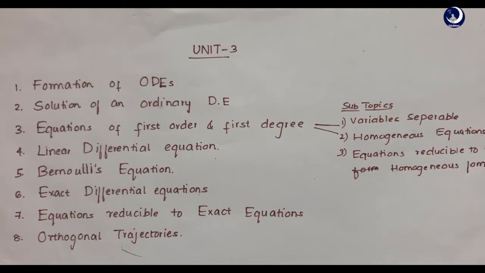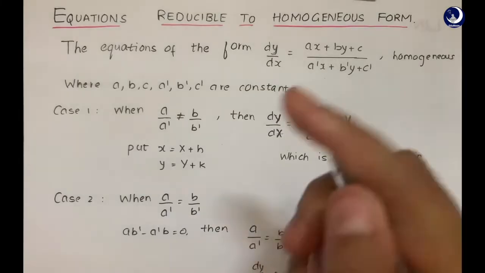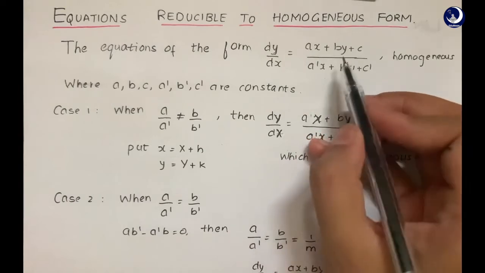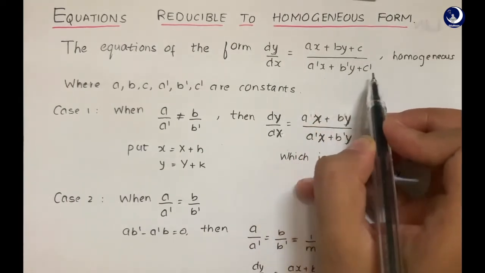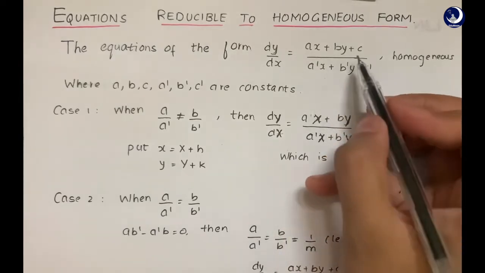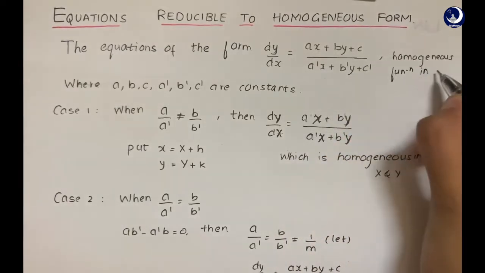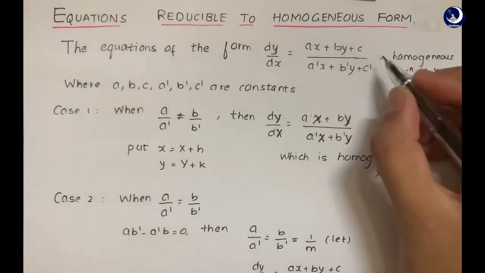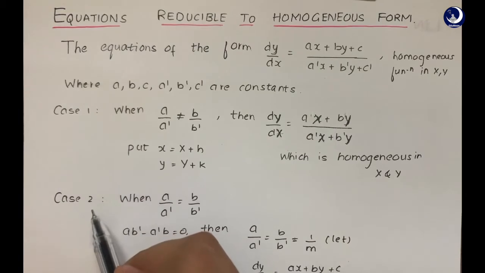This video is about equations reducible to homogeneous form. The equations of the form dy by dx equal to (ax plus by plus c) by (a dash x plus b dash y plus c dash). Here, numerator and denominator are homogeneous functions in x and y as they have same degree. There are two cases to solve this.